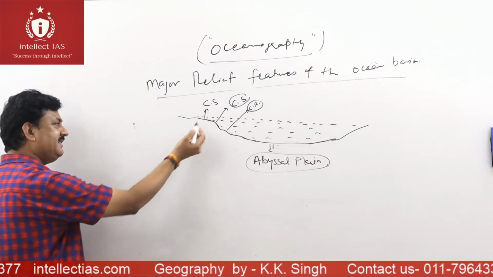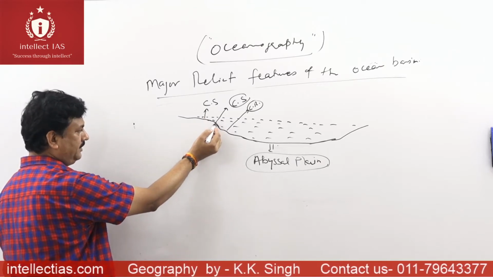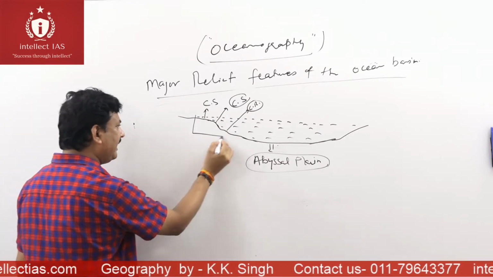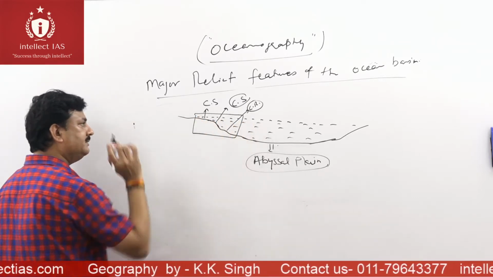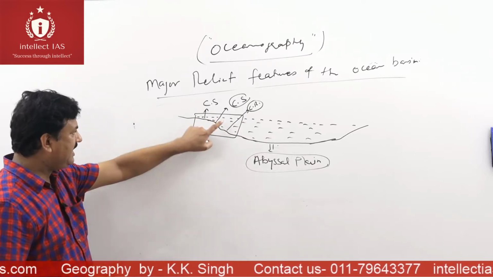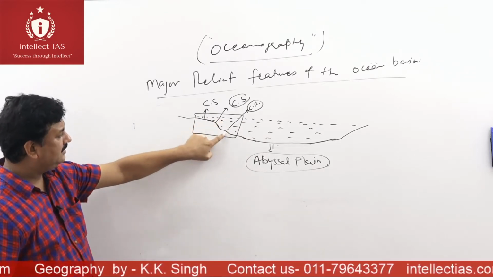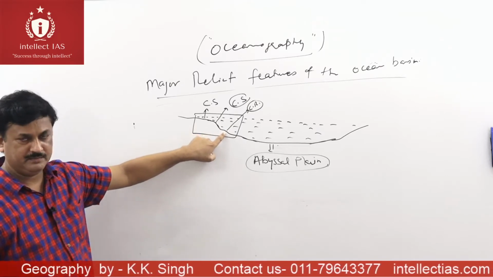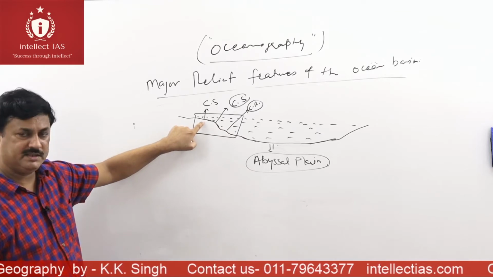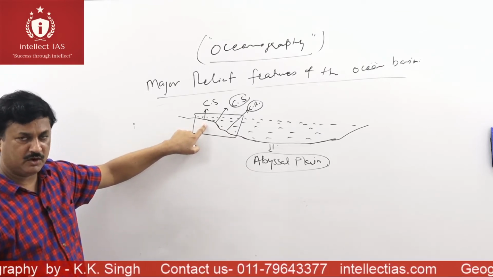So the continental margin includes the continental shelf, the continental slope, and the continental rise. All these parts are part of the continent, but submerged in oceanic water. The continental shelf is the part of the continent which is submerged in ocean water.